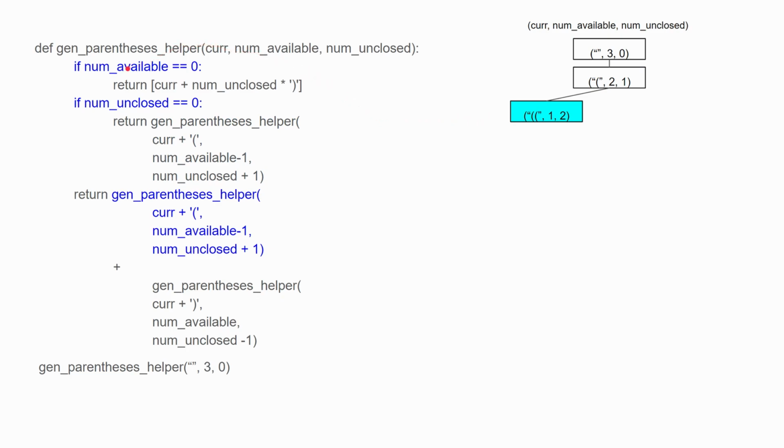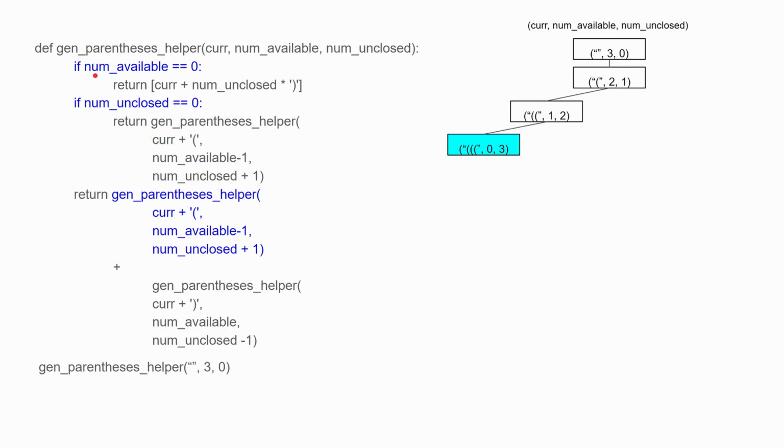After that, because num available is not equal to 0, it will not go in here. And because num unclosed is not equal to 0, it will not go in here. So it'll go in here and add a left to current, decrement num available and increment num unclosed. So now current will look like this, and num available is 1 and num unclosed is 2.